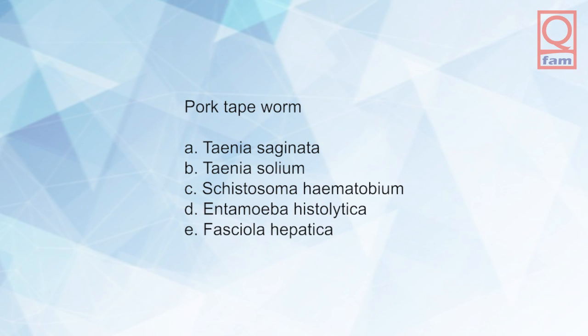Pork tapeworm. A. Taenia saginata. B. Taenia solium. C. Schistosoma haematobium. D. Entamoeba histolytica. E. Fasciola hepatica. The answer is B. Taenia solium.